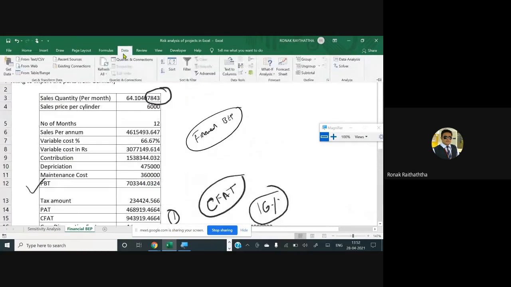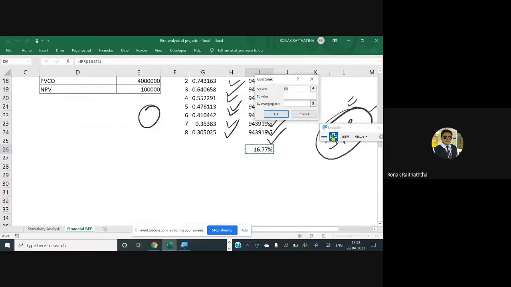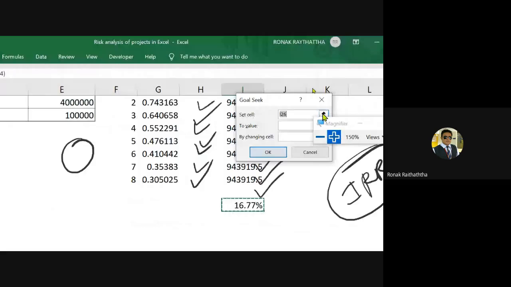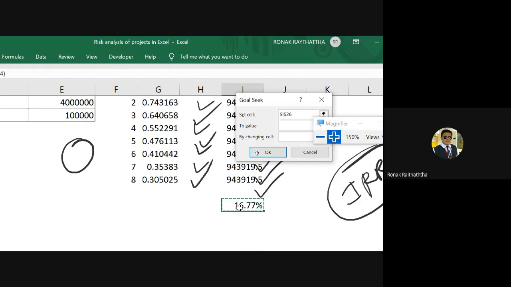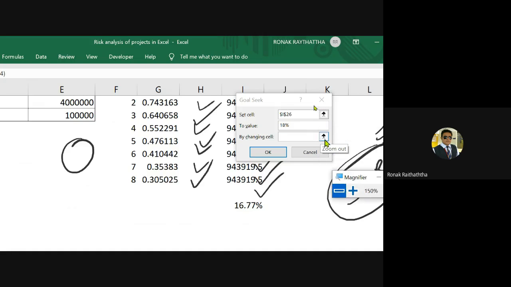Let's go over there in the Data tab, then What-If Analysis, Goal Seek function. Then Set cell: I'm setting this cell, which shows the 16.77% IRR I have got, pressing enter. Over there, I require 18 percent. Do not write 18, because 18 stands for 1800 percent. If you do not want to use the percent sign, then you can write 0.18. I guess that's where people would have made the mistake. So pressing the percent sign there, and by changing which cell? By changing the price cell.